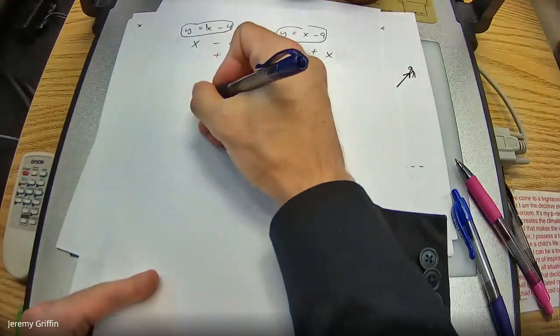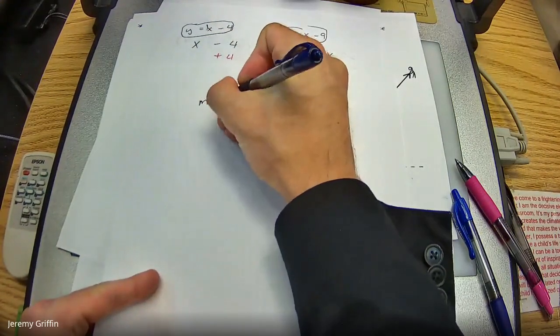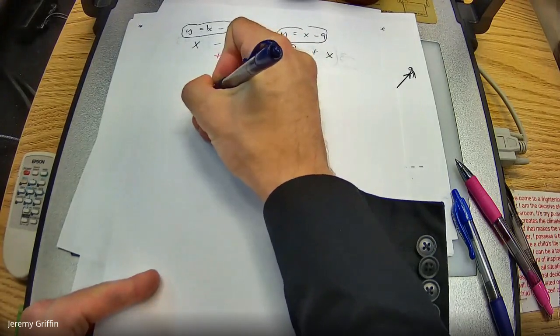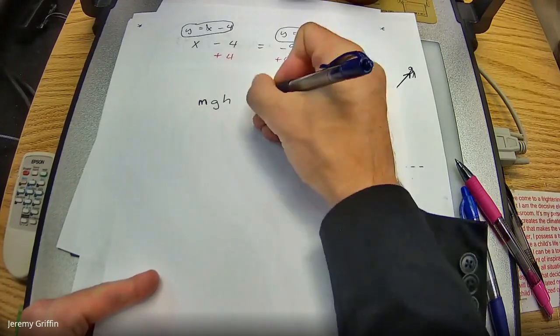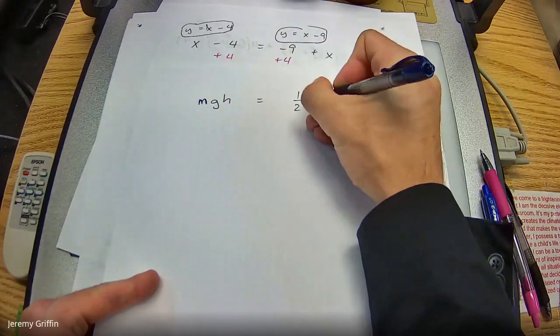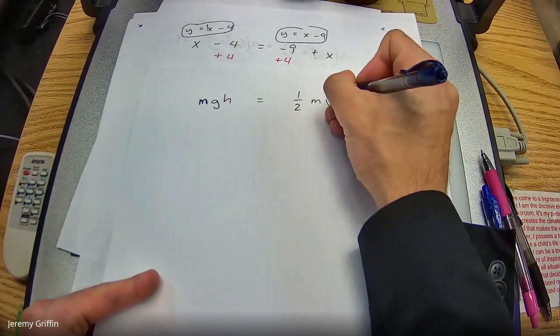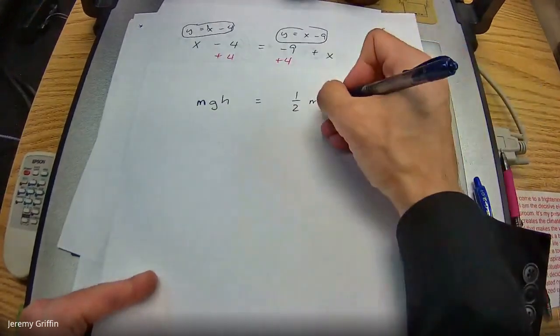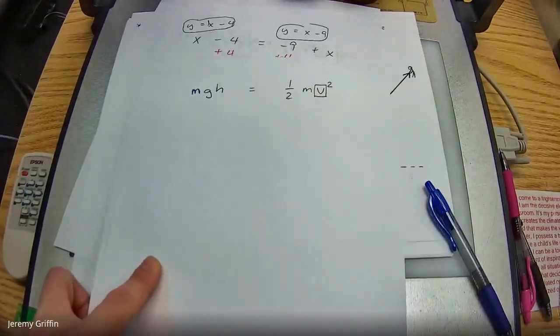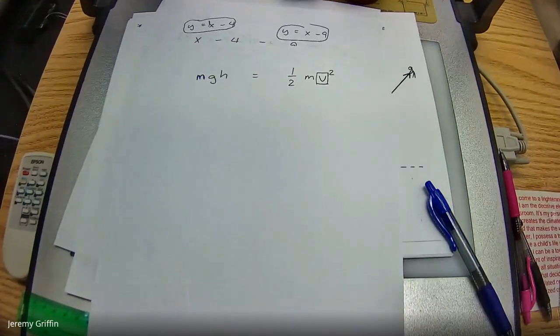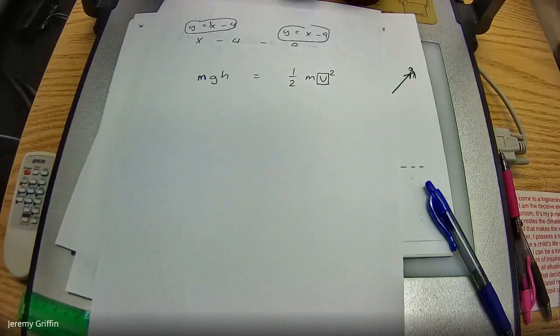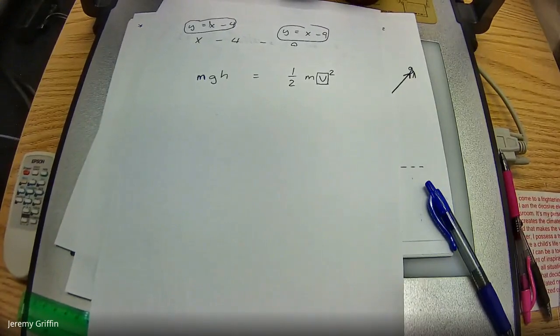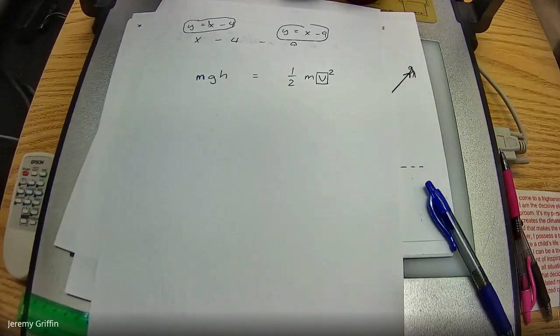I wonder how many of you guys can solve this. mgh equals 1/2 mv squared. Who can solve for v? First person to get it, let me know. Who can solve for v? Now, those are all multiplied together. It's m times g times h equals 1/2 times m times v squared.